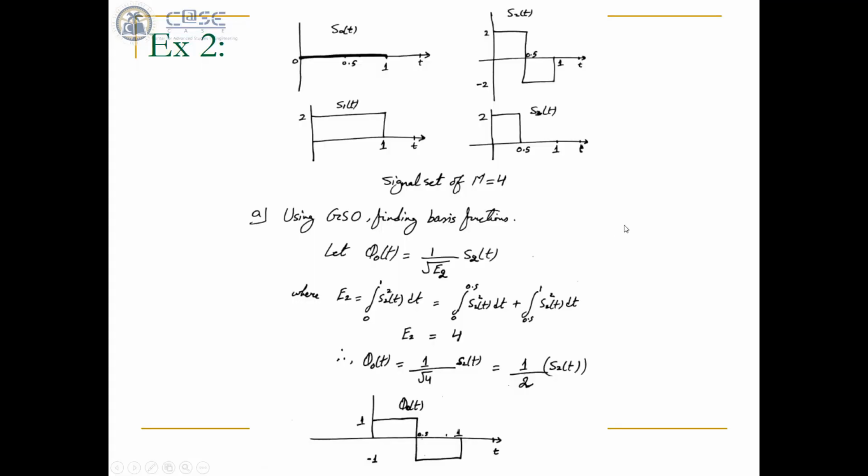Alright, now let's see a few examples of the GSO process and how we can obtain the basis functions out of the given signaling set. In this example, we have four possible signal types, that is, capital M is equivalent to 4.